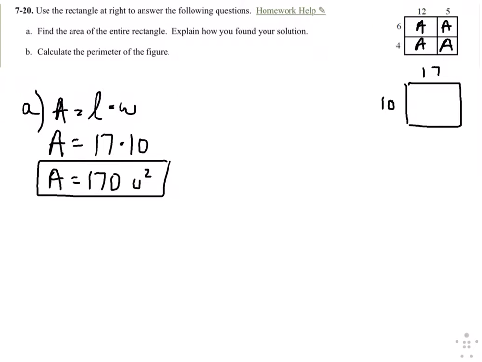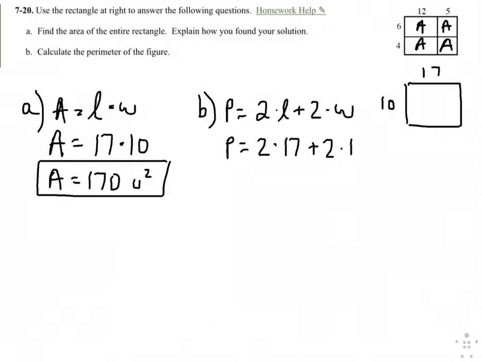Okay, and then B says calculate the perimeter, and perimeter is all the sides added up. So 2 times the length plus 2 times the width, or length plus width plus length plus width. So the perimeter comes out to be 2 times 17 plus 2 times 10. So that equals 34 plus 20. So the perimeter comes out to be 54 units.